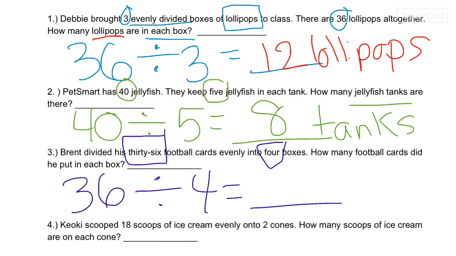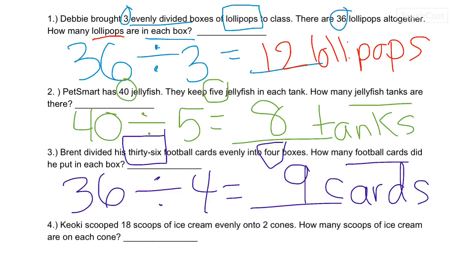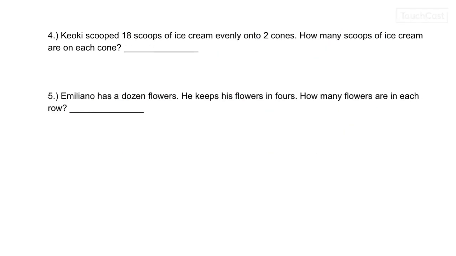So let's roll our 4s till we get to 36. 4, 8, 12, 16, 20, 24. That's how we roll our 4s. 28, 32, 36. Stop. How many fingers? 9. 9 what? We can put cards. You can also put football cards. Cards will do, though.